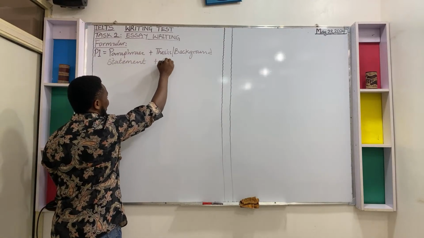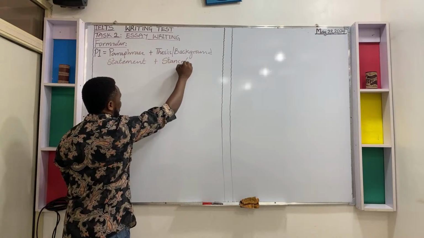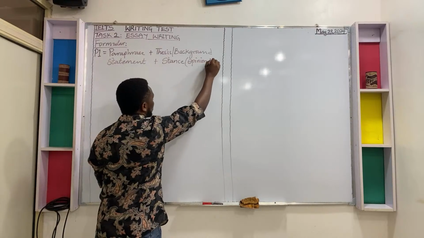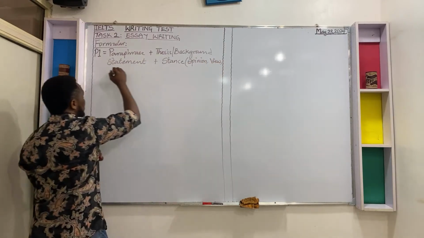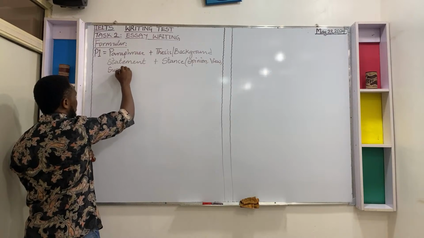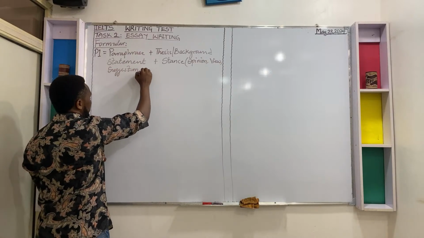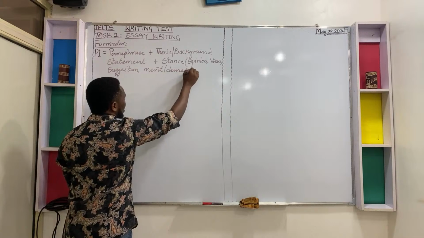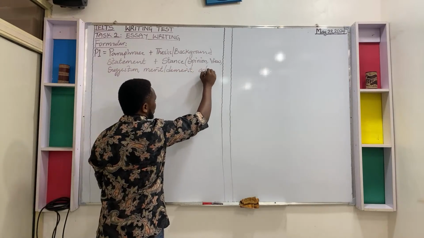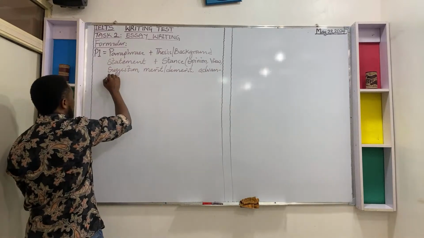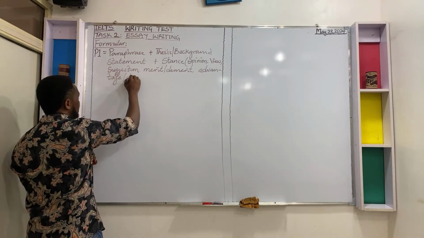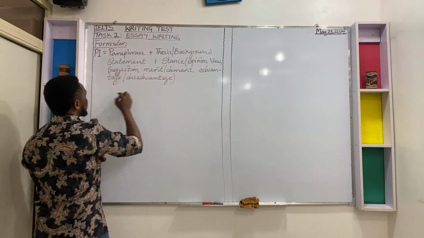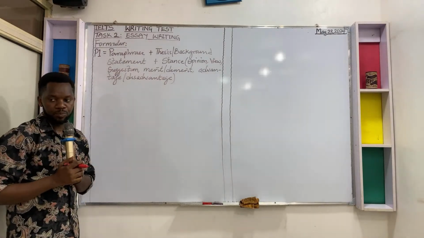Our stance can be what? It could be your opinion, your view, or your suggestion. Could be merit or demerit, right? Yes. It could also be what? Advantage or disadvantage. Then what else do we have? That's all for P1.